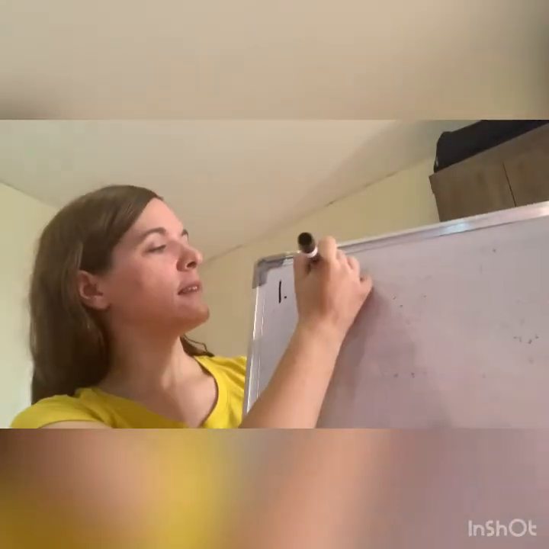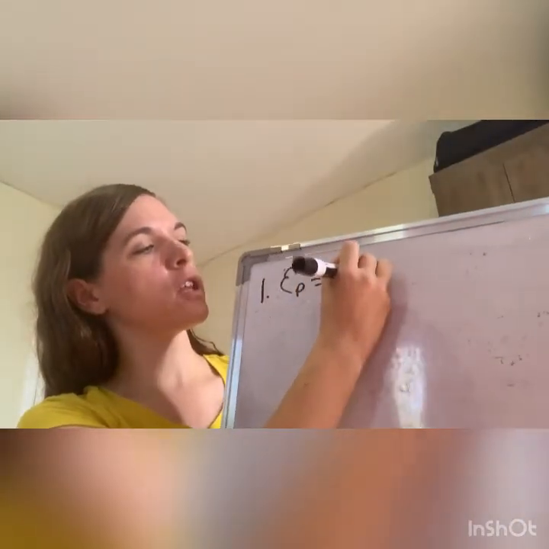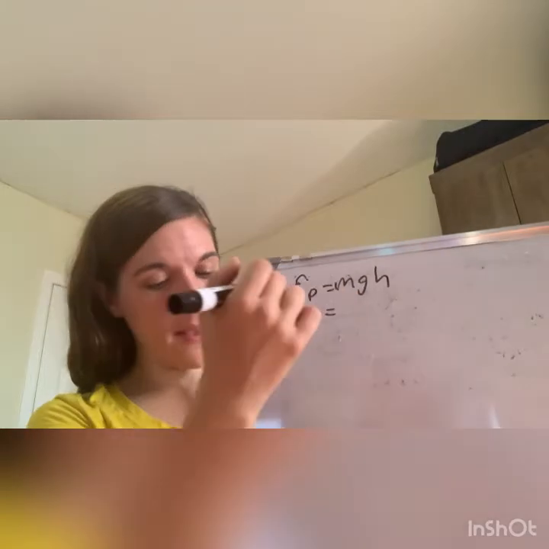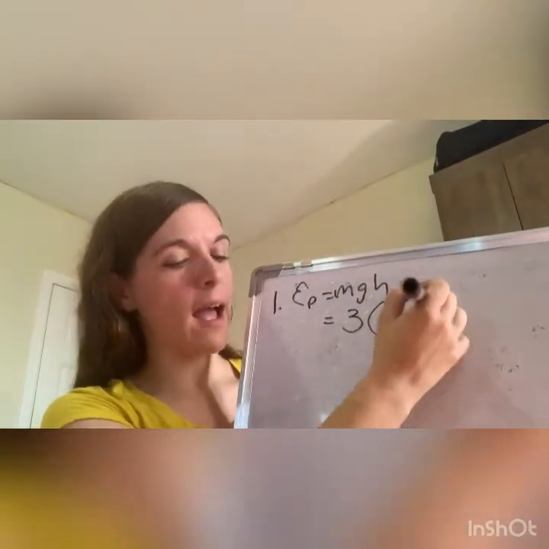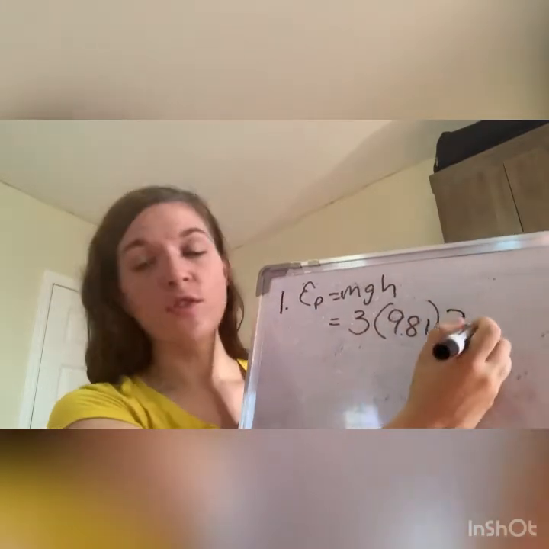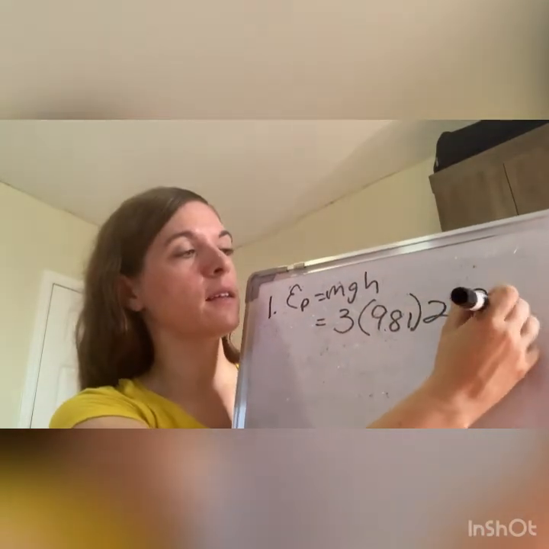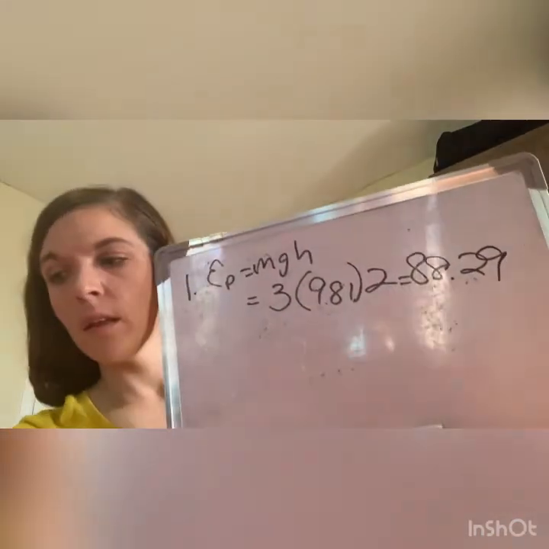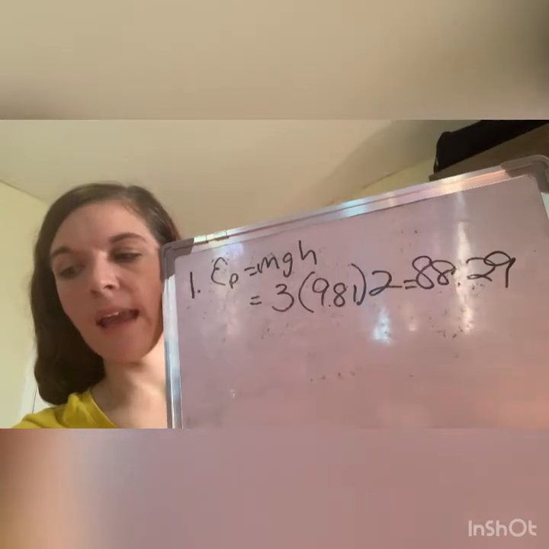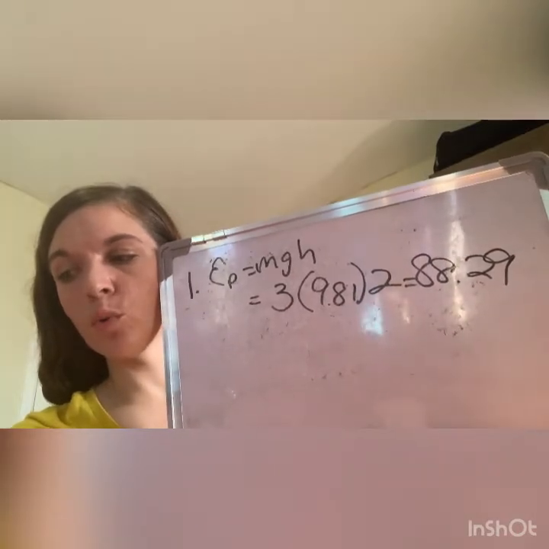Look at number 1. Calculate the potential energy of a 3-kilogram bag that is lifted 2 meters above the ground. So remember, our potential energy formula is EP equals mgh, right? The m here is 3 kilograms. G is 9.81, and height is 2. So when you multiply all those together, you're going to get 88.29. Okay?